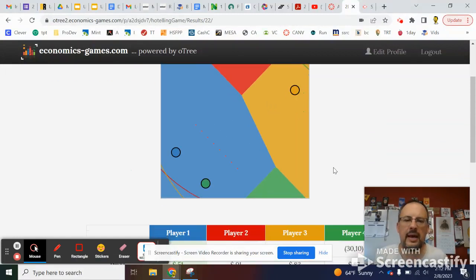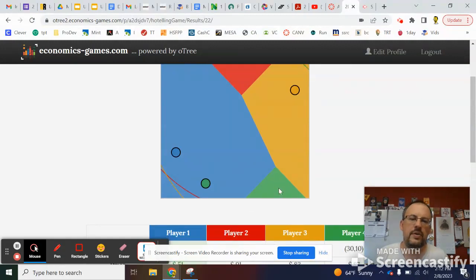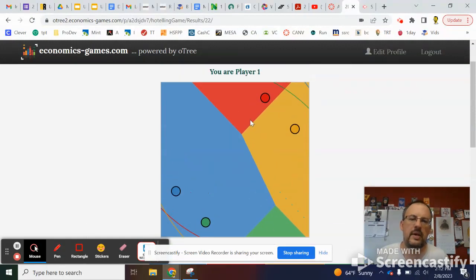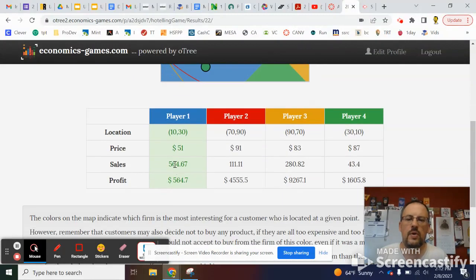Now I'm only making $1 per sale, so I'm not going to make very much money, but notice the blue. The blue on the map is all the places that I sold to. You can see green only has a little bit, red has some, and orange has quite a bit. So I had 564 sales, way more sales than everyone else, but I'm only making $1 per sale, so I didn't make that much money.